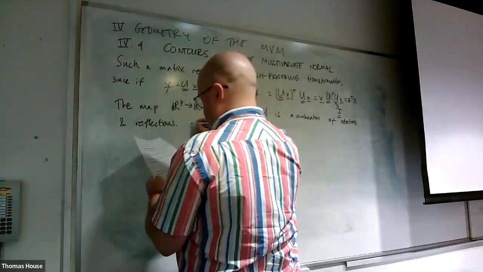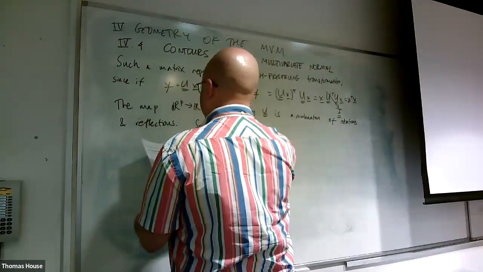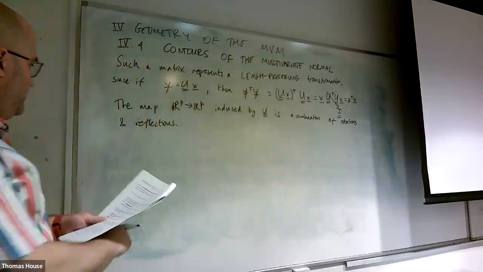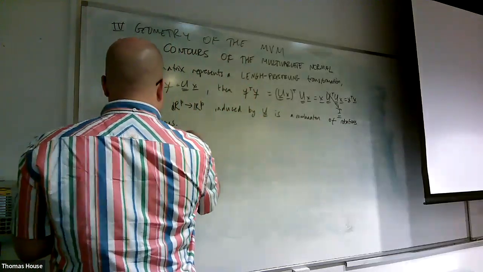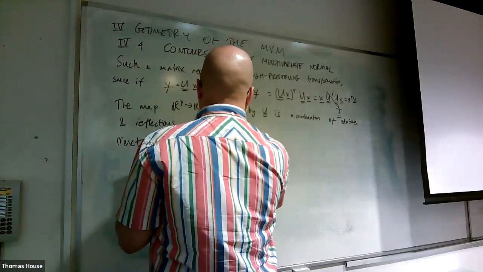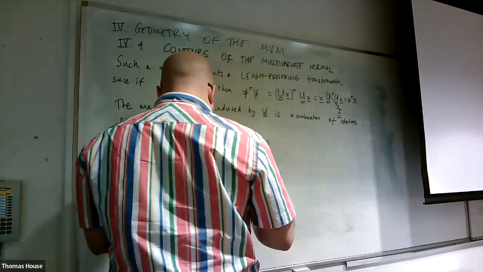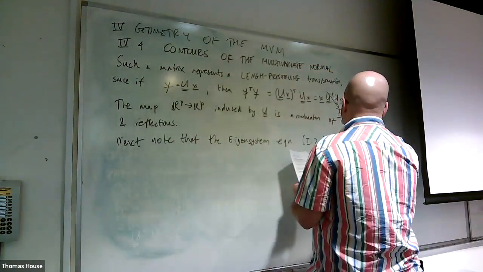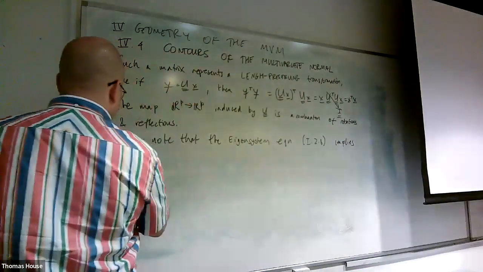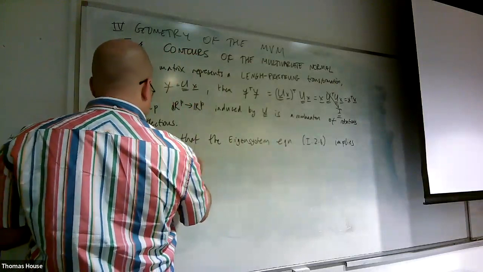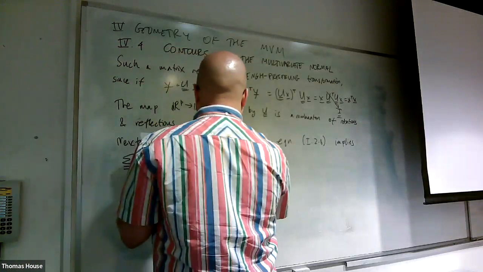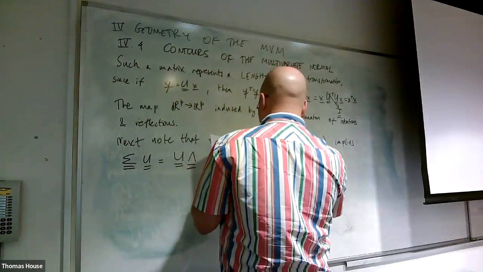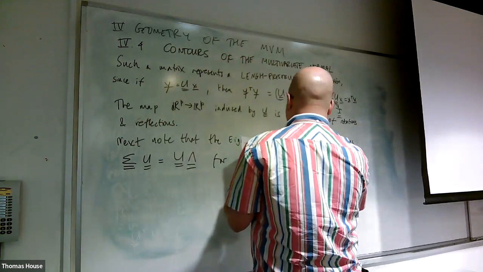So next, note that the eigensystem equation, which is 1.28, implies that sigma U is U lambda, where lambda is diag of the lambda i's.